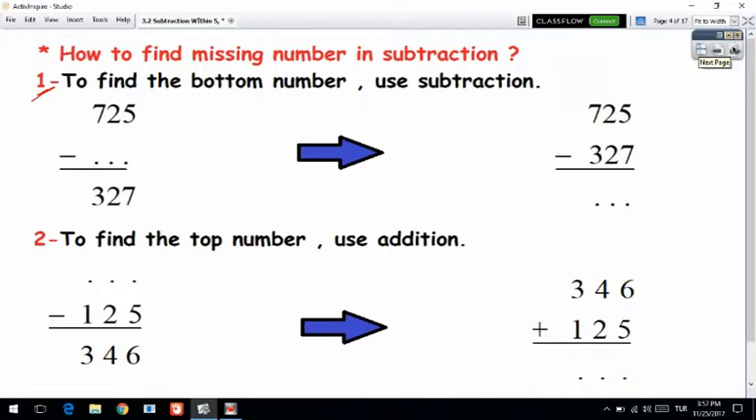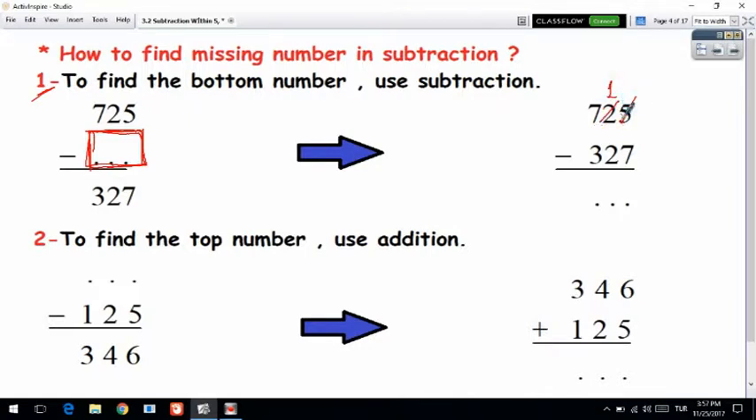Use subtraction. First of all, we have two numbers, use subtraction. Okay, we have a way to understand: use subtraction or use addition. If there is a space between two numbers, use subtraction. Like, write the bigger number first, 725,327. Okay, 5 minus 7 we cannot, so we go to the neighbor.